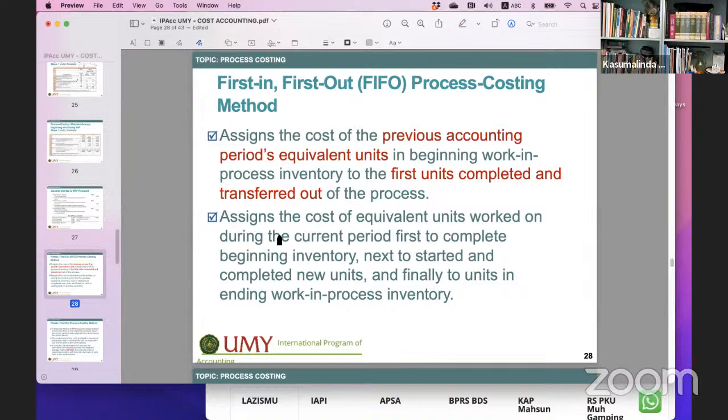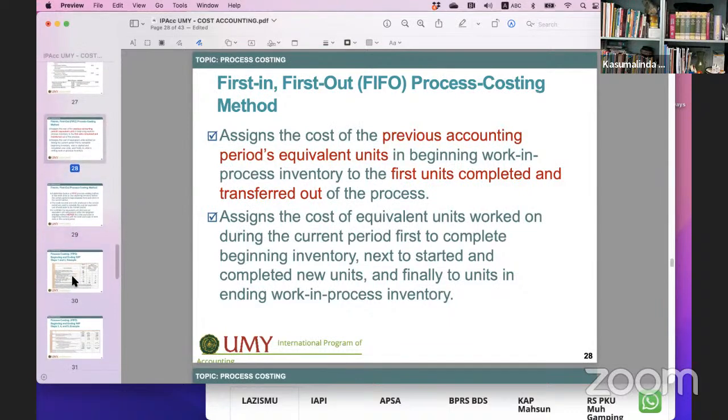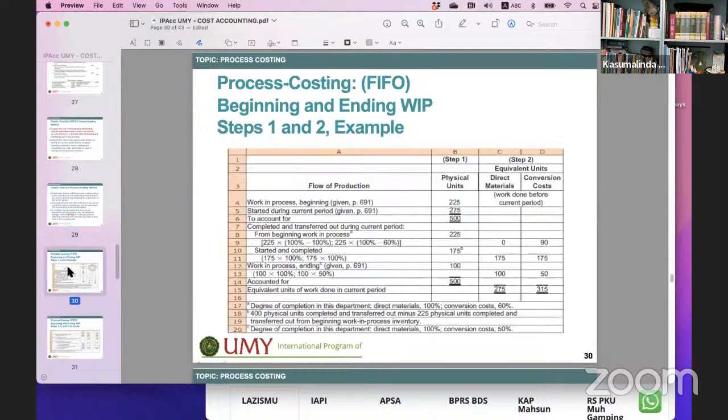Okay, now in the first in, first out method, FIFO method, we assign the cost to the previous accounting period's equivalent unit in beginning work in process inventory to the first unit completed and transferred out. I don't want to refer to this slide because you can read. We just go to the example here, and I will show you the difference between the weighted average method and the FIFO method.